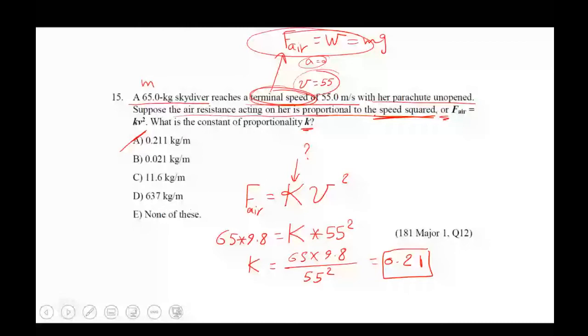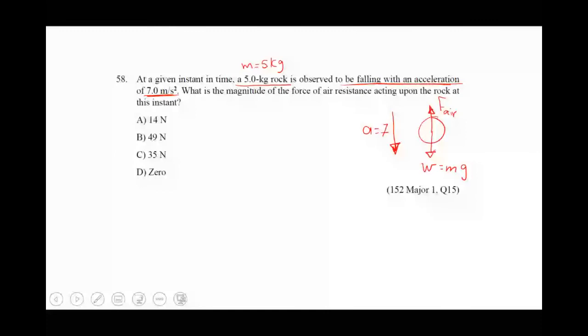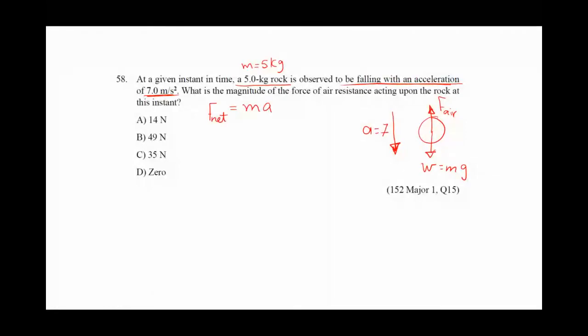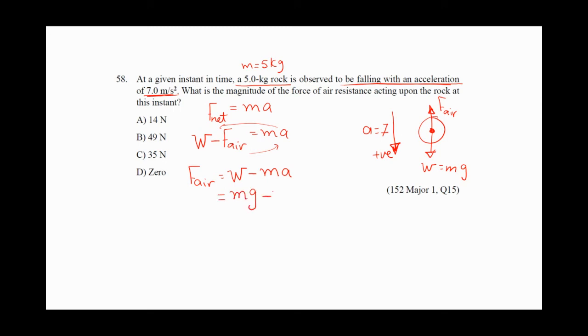Let's say we start from Newton's second law. Net force equals mass times acceleration. I don't remember these equations, so I will take the direction of acceleration to be positive. So I will say W minus air resistance equals mass times acceleration. The same equation. So the air resistance equals what? Take the mass times acceleration to the other side as negative, and F air positive, equals the weight minus mass times acceleration. And as you know, the weight is mass times gravity. So mass times gravity minus mass times acceleration.